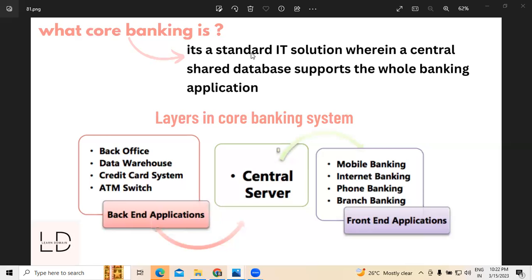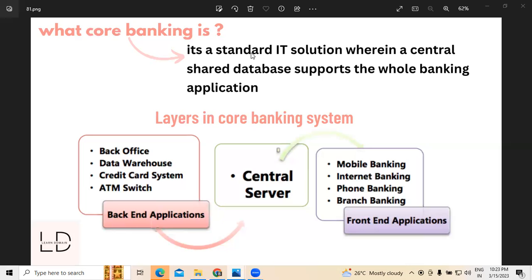The first is the front-end layer, then the central server, and the backend. Front-end layer applications are the mobile banking, internet banking, phone banking and branch banking. All of these come under front-end applications, while a central server coordinates between backend and front-end. The backend is completely the back office operations of a bank or financial institution, managing large-scale data stored in the data warehouse.